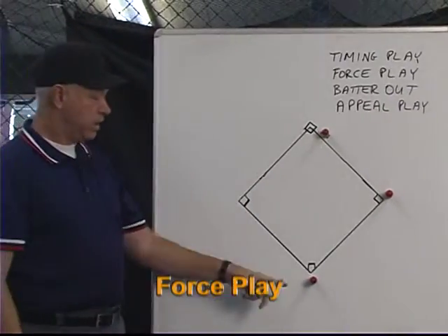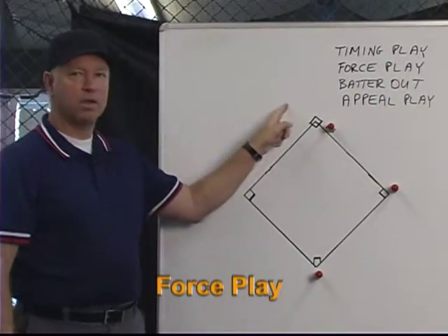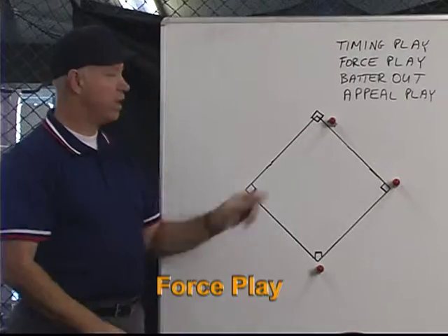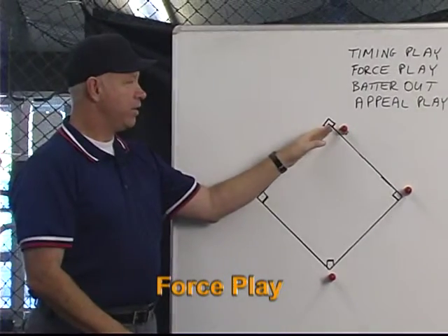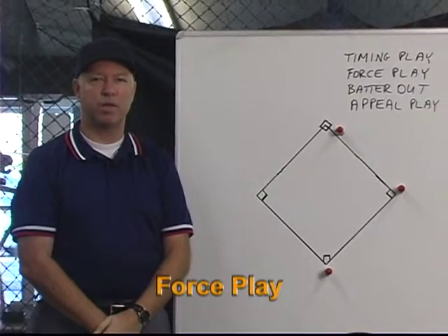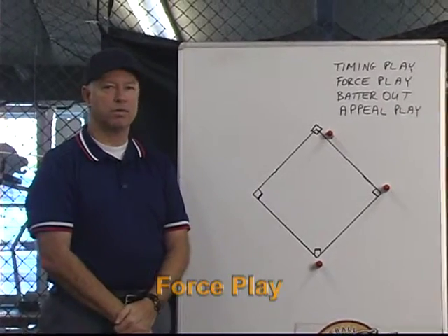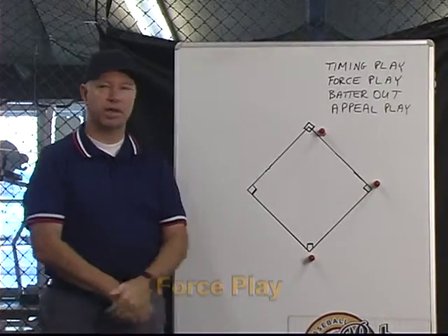Even though he touched the plate before this out, in this case it's not a timing play. This runner was forced to advance. If the third out is the result of a force play, no run can score. So in this play, this run does not count.